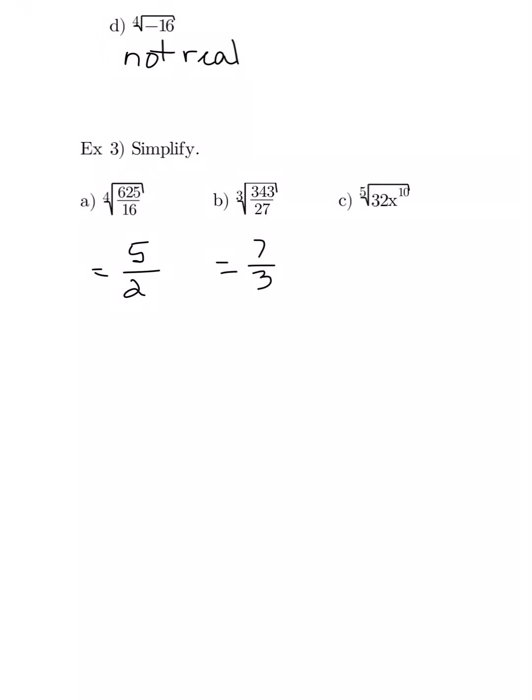On C, we are doing the fifth root of 32x to the 10th. 32 is a fifth power. I already know that. For the variable, check, does the power on the variable divide by the root evenly? And it does. This means we can go straight to our answer. The fifth root of 32 is 2. For the variable, take 10 divided by 5, you get x squared.